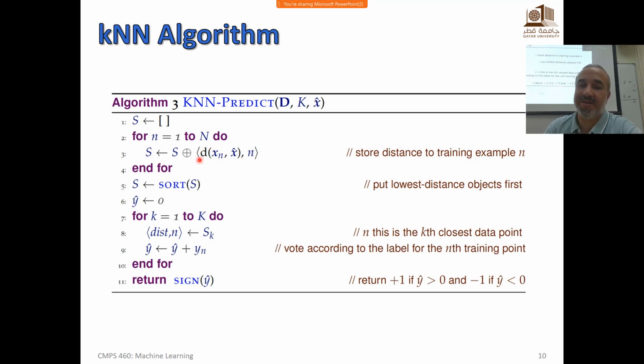The dimensions here are in the distance function. It's not seen here. It's computed in the distance function. Yes, that's general, of course.